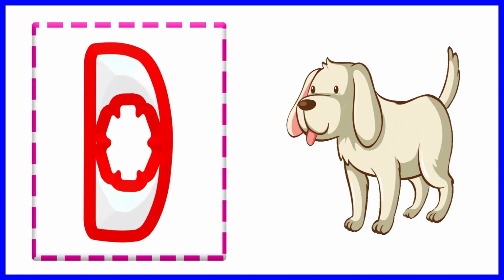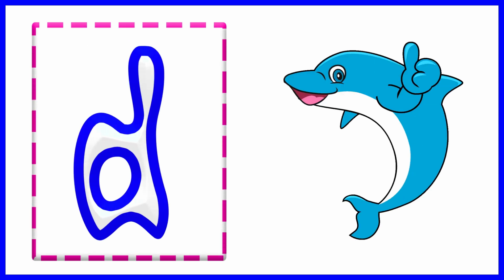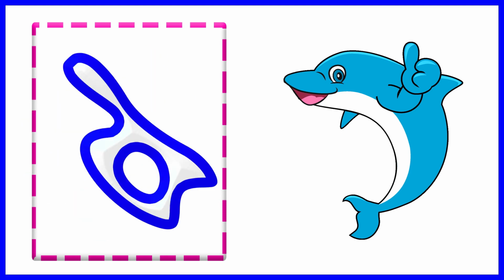Let's sing together. D as in dog, D, D, D. D as in dolphin, D, D, D. Big E. Small E.